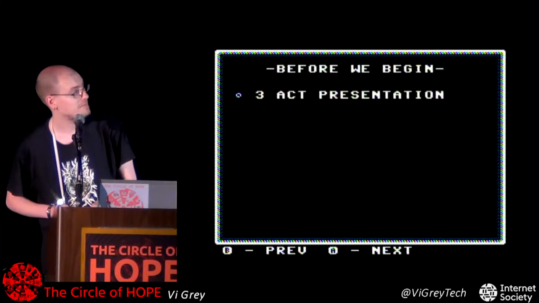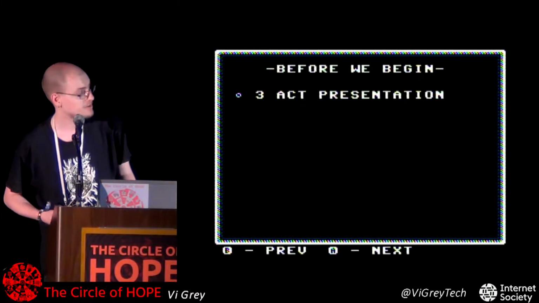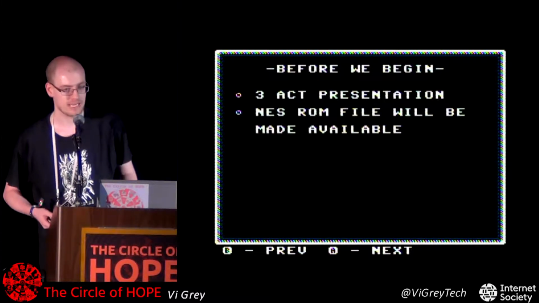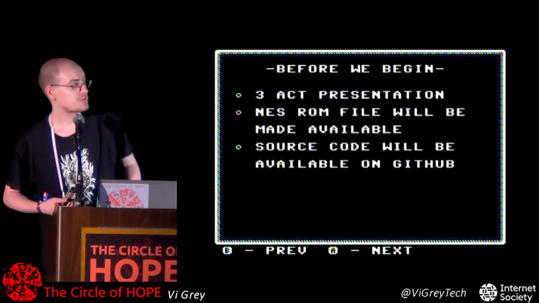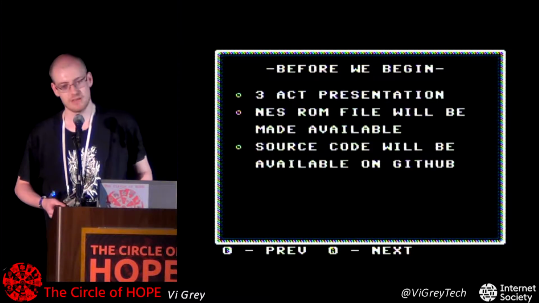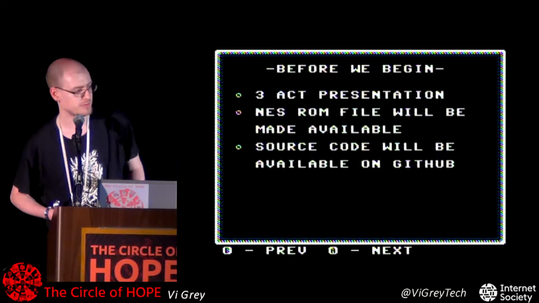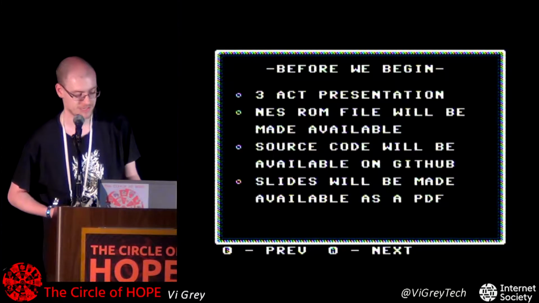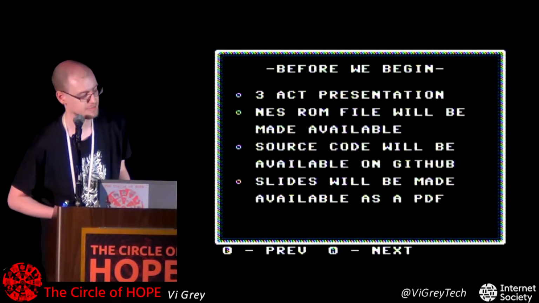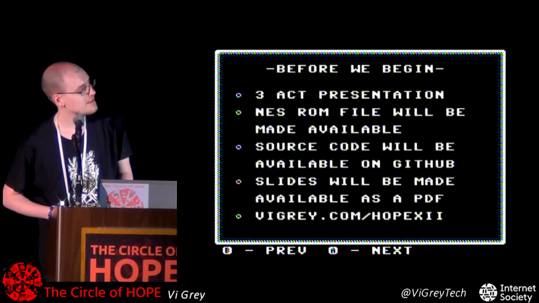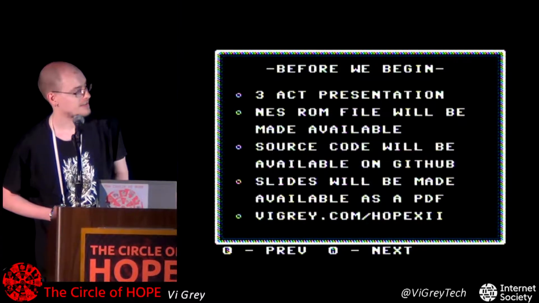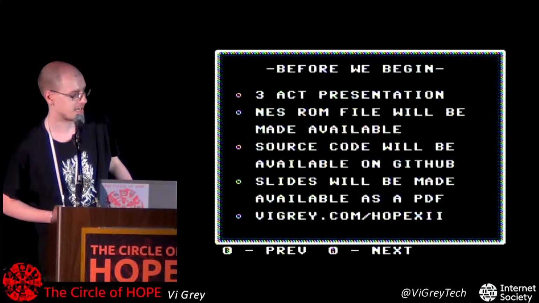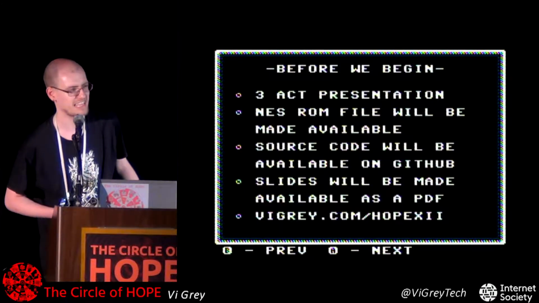Before this talk begins, it's a three-act presentation. The NES ROM is going to be made available. The source code will be available on GitHub. It's not available quite yet, but by the end of the conference, it'll be available. And the slides will be available as a PDF, so you don't have to run this on an NES emulator. And that's the website to go to, vigray.com/hopexii. That should be up by the end of the day.